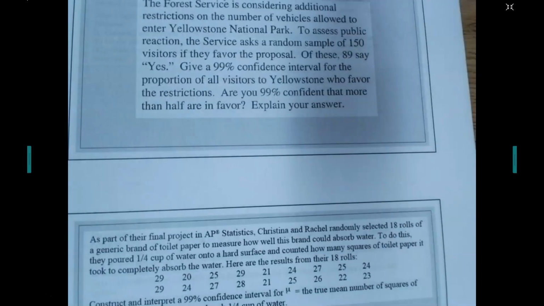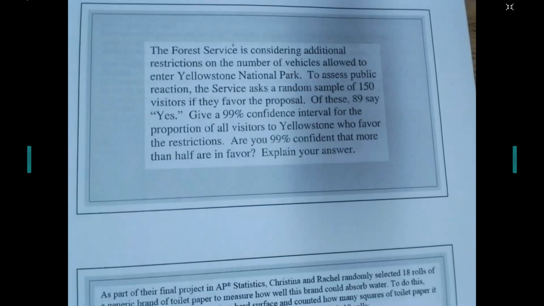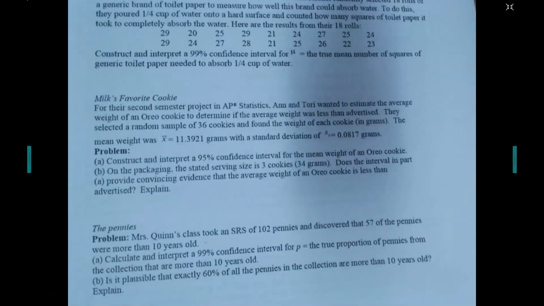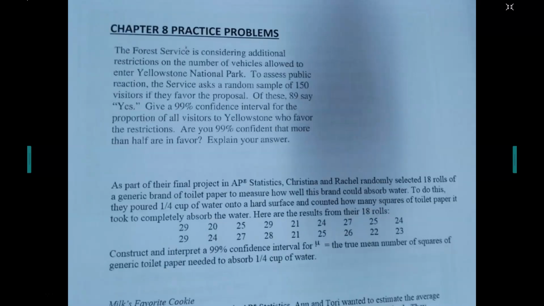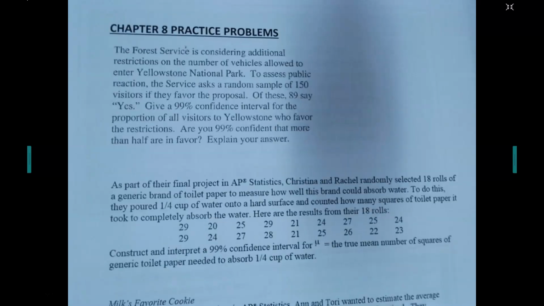Okay, so what we're going to do right now is go through those 4 problems on that worksheet, and it's just 4 confidence intervals. Okay, and so here's what I want you to do.